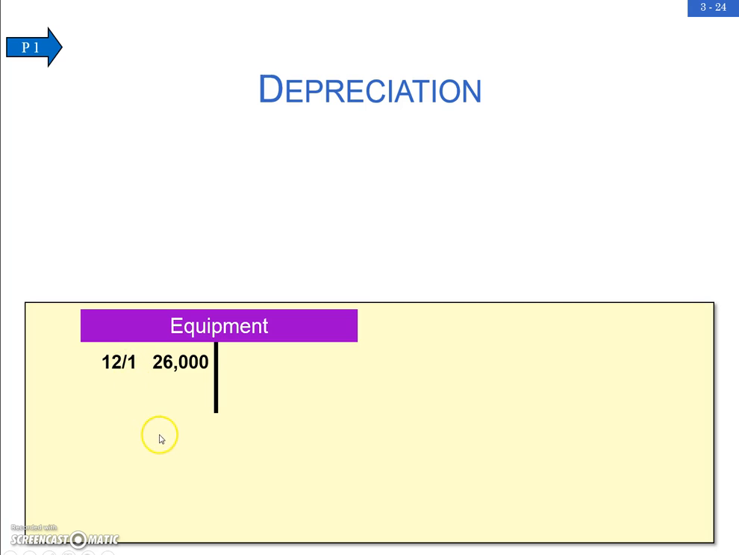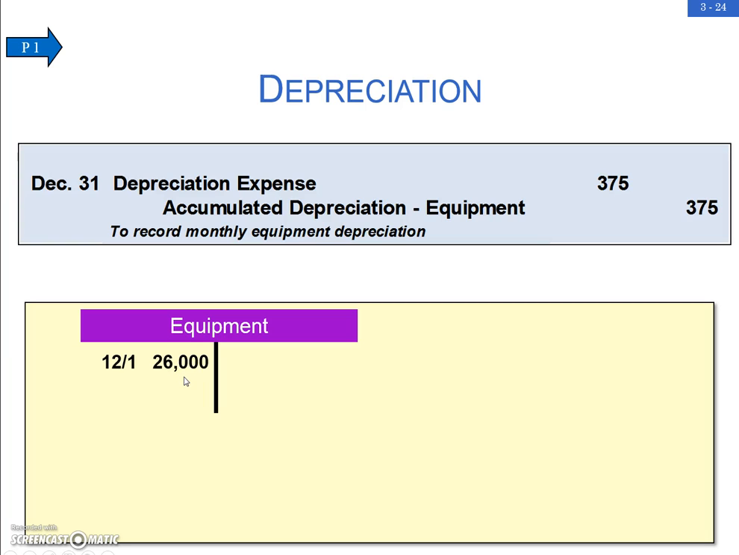December 31st, we don't have a piece of equipment that's worth $26,000. We've used $375. But this is dealt with a little bit uniquely. I'm going to show you what I mean. Unlike the supplies and unlike other prepaid expenses, we will not actually credit the equipment account.